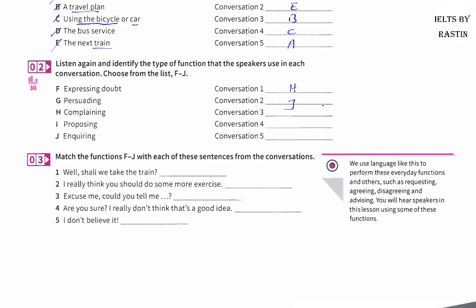Conversation 3 is I, conversation 4 is G, and conversation 5 of course is the last one, F. 3. Match the functions F to J with each of these sentences from the conversation. We use language like this to perform these everyday functions and others, such as requesting, agreeing, disagreeing, and advising. You will hear speakers in this lesson using some of these functions.